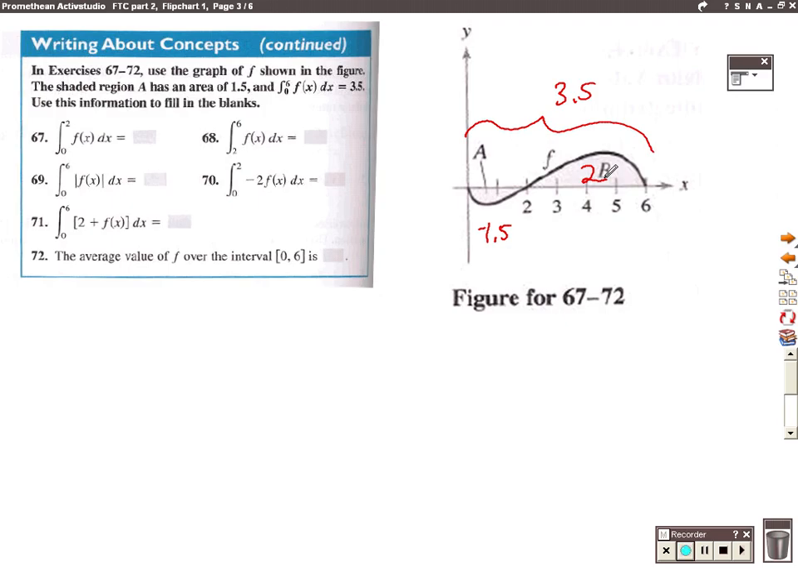And then you start answering the questions. The absolute value is going to flip all the area to be positive. The negative 2 we can pull on the outside using our properties.